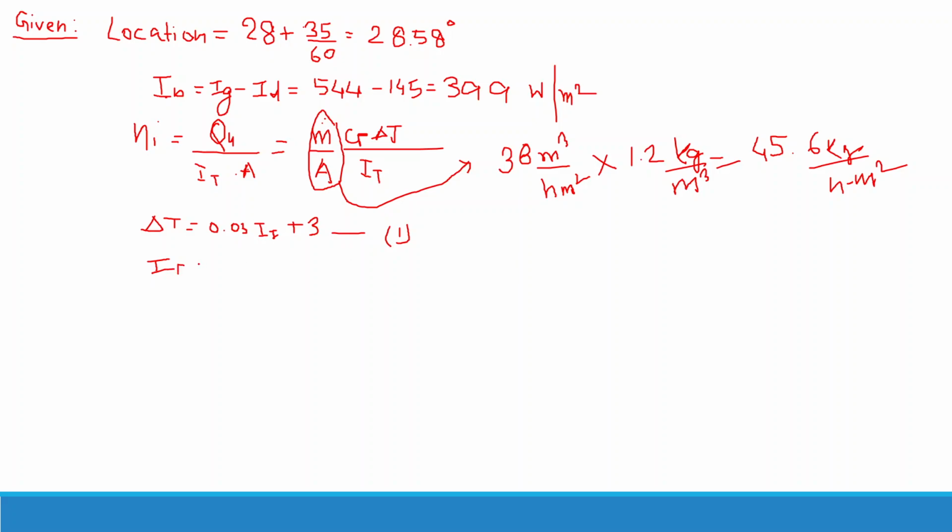Now if you want to calculate I_T, in the previous lecture you have seen the formula of I_T is I_B into R_B plus I_D into R_D.